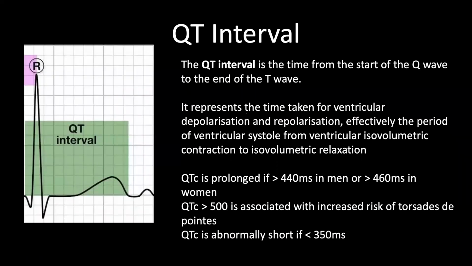Continuing on, the QT interval. Now, the QT interval is basically the time from the start of the Q wave to the end of the T wave. As it says, it represents the time taken for ventricular depolarization and repolarization, effectively the period of ventricular systole, from the contraction of the ventricles to the isovolumetric relaxation. Now, the QT is affected by the heart rate, so you have to correct for that. There are many different formulas for that, and it's one of the things you learn when you're an F1 or an F2 working on the hospital wards, with something like MDCalc, an app to correct for the QT, to give the corrected QTc.